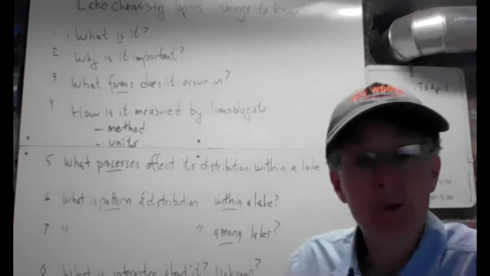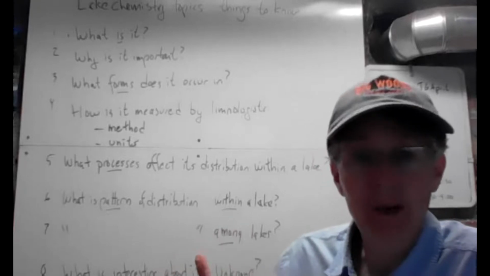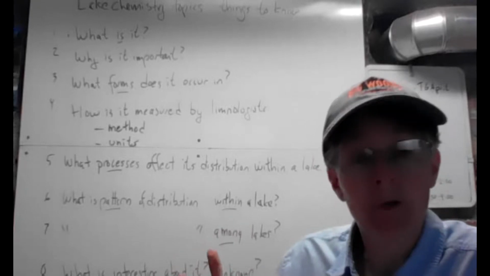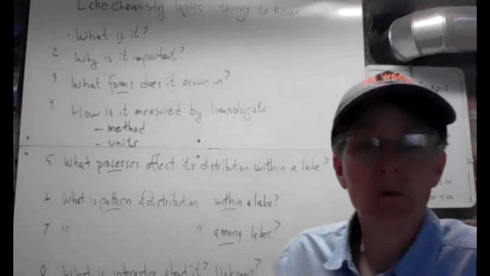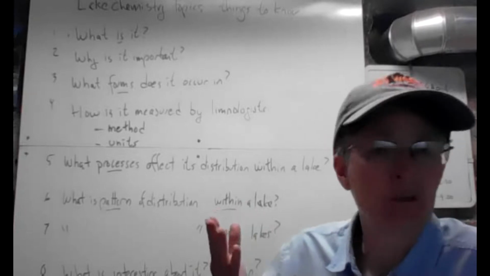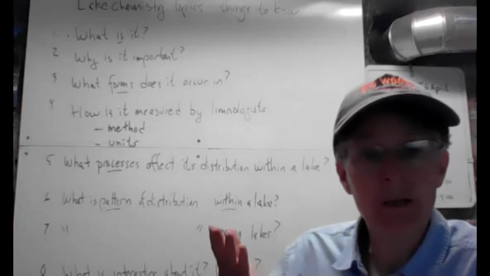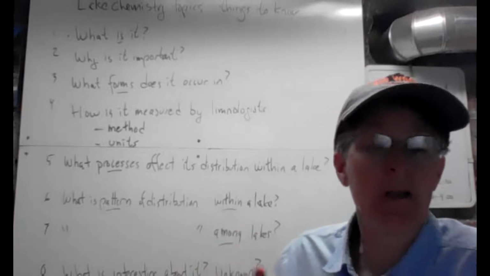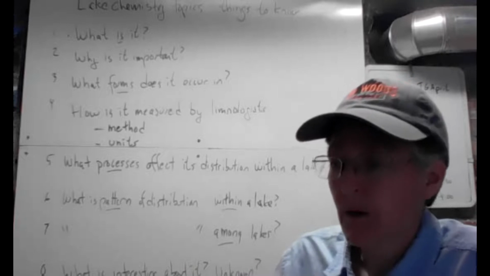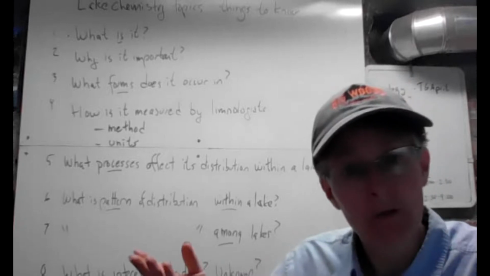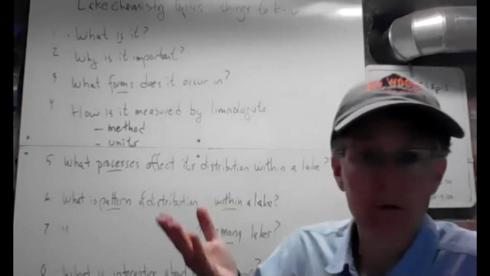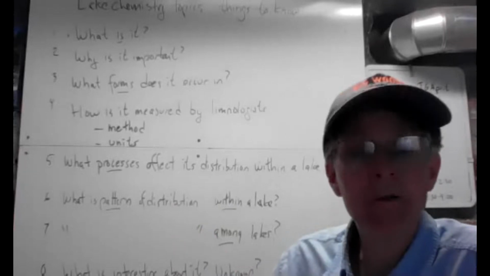Now we also want to know not just what processes affect it in a lake, but also what's the distribution? Where do you find high salinity and where do you find low salinity? Where within a lake do you find high pH and where within a lake do you find low pH? And what time of year? And what about different lakes?